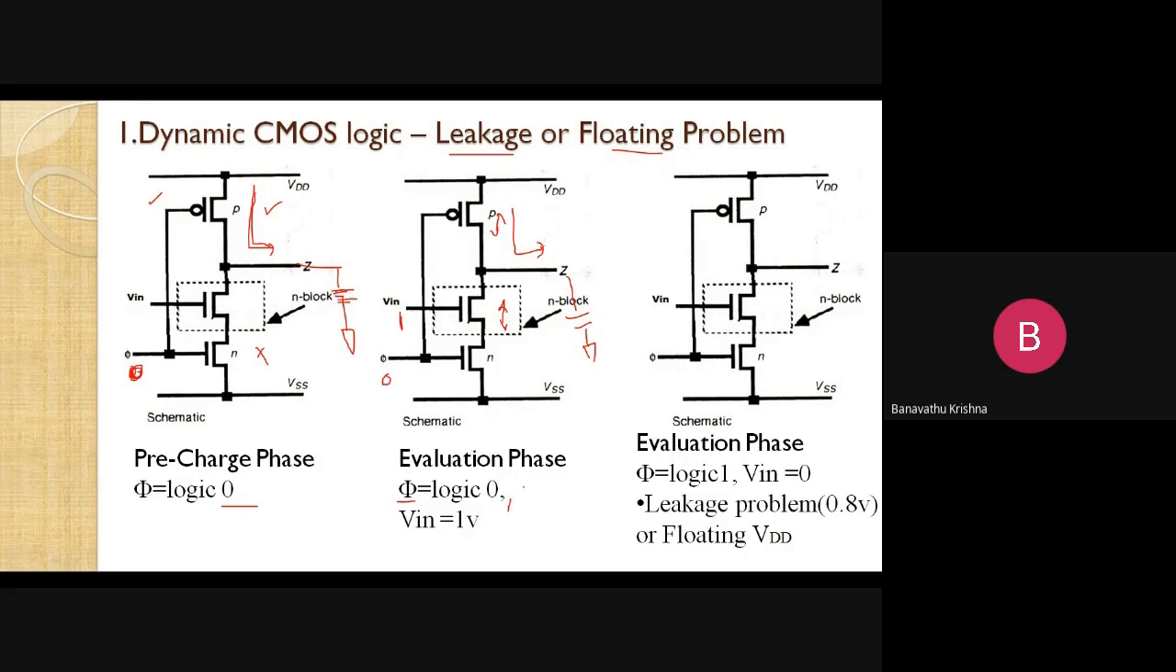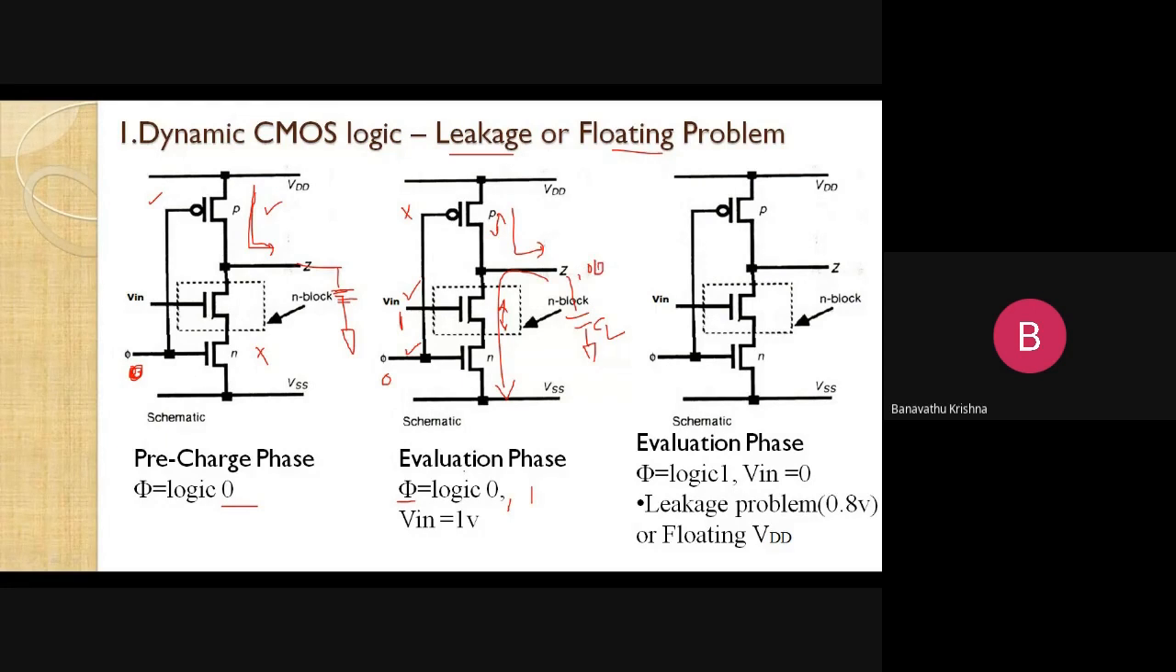Suppose here I want to apply logic 1, so phi is going to be 1 here. Then this PMOS transistor is going to act as an open circuit, and the enhancement mode device acts as a closed circuit. So whatever data is available across this load capacitance is going to be discharged to ground. So finally we are getting the output response as 0 volts here, right?